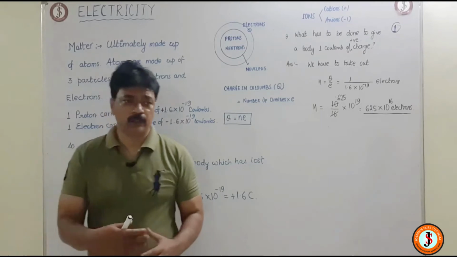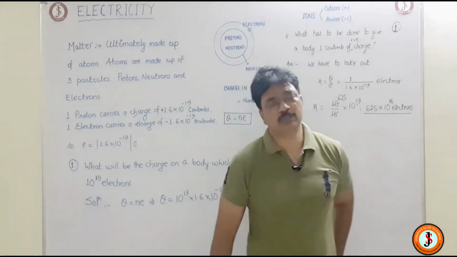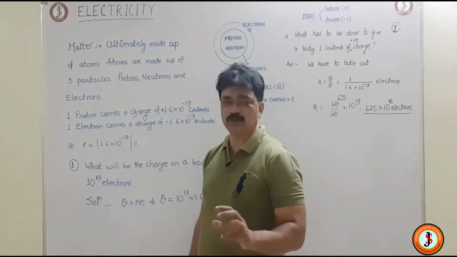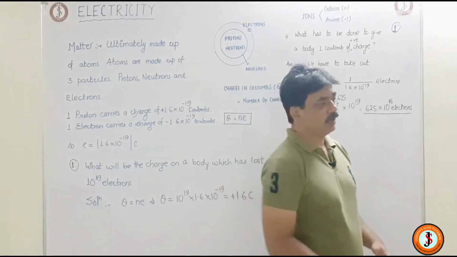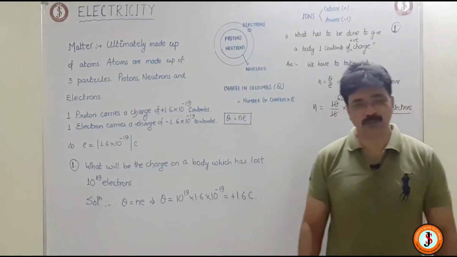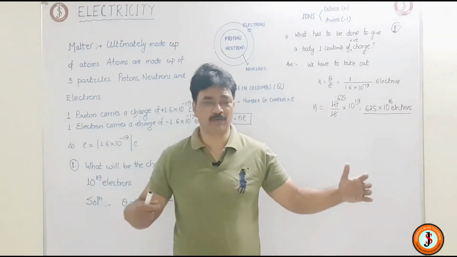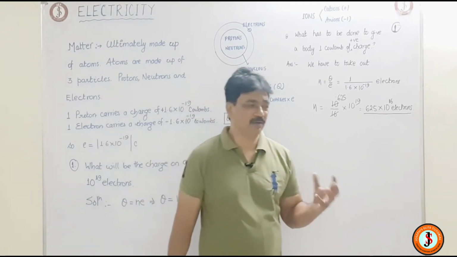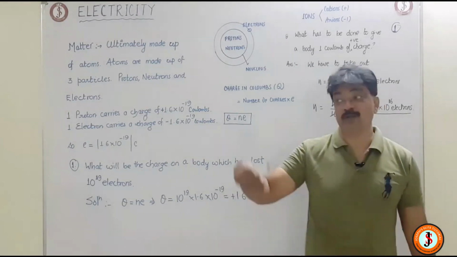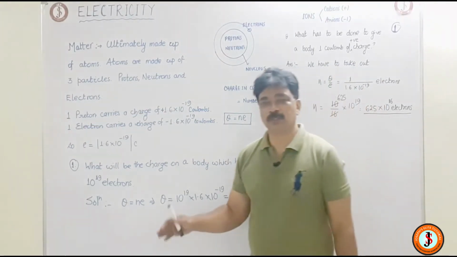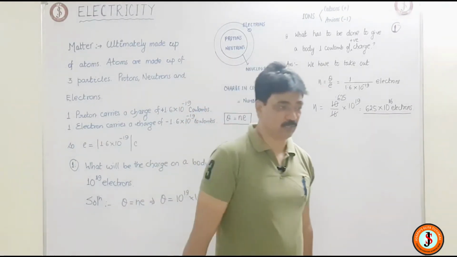Now, if a body gets charged, how do the bodies interact with each other? Charged bodies, like charges obviously will repel and unlike charges will attract. That means there is a field around the charged bodies. Where the charged body's influence is there, it can attract or repel. Theoretically, attraction or repulsion by a charged body extends till infinity, but practically it is very close when it starts pulling the charge.